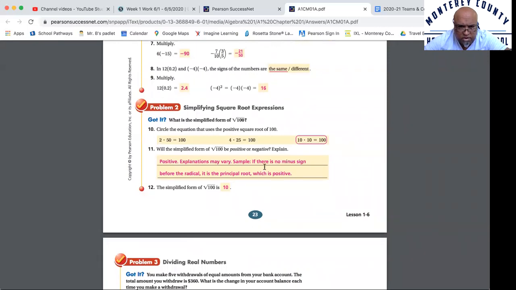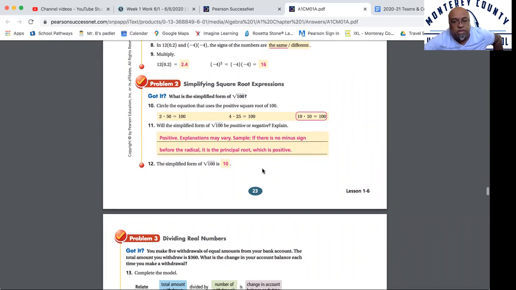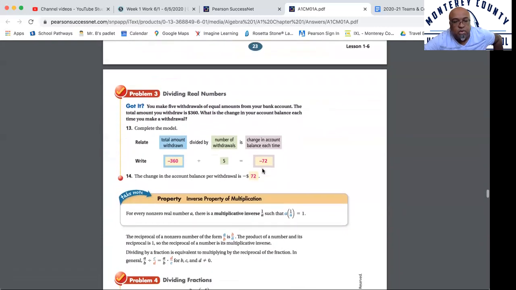The sample explanation is if there's no minus sign before the radical, it is the principal root, which is positive. We're basically saying that just assume it's positive unless there's something telling you that it's negative. Question 12, the answer is 10. 13 would be negative 360, negative 72, and then 72.